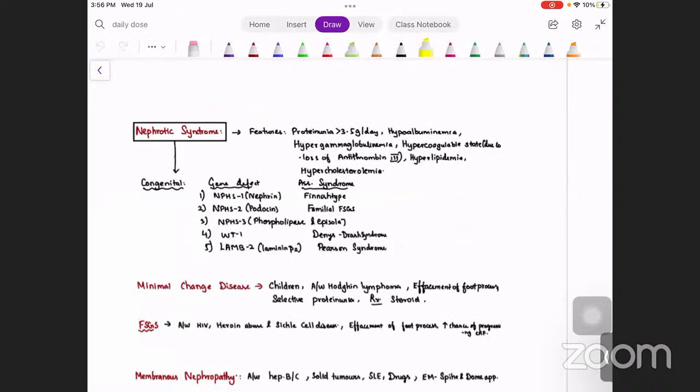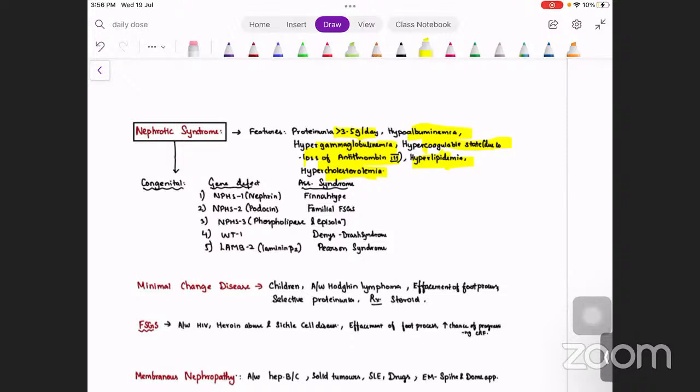Then nephrotic syndrome: proteinuria more than 3 plus, or 3 to 5 grams per day, hypoalbuminemia, hypergammaglobulinemia, a hypercoagulable state due to the loss of antithrombin 3, and hyperlipidemia, hypercholesterolemia. Hyperlipidemia and hypercholesterolemia will be there. Any patient with hypoalbuminemia and a hypercoagulable state, presenting with 3 plus proteinuria, the immediately suspected one is nephrotic syndrome. Nephrotic syndrome is the one you have to suspect.